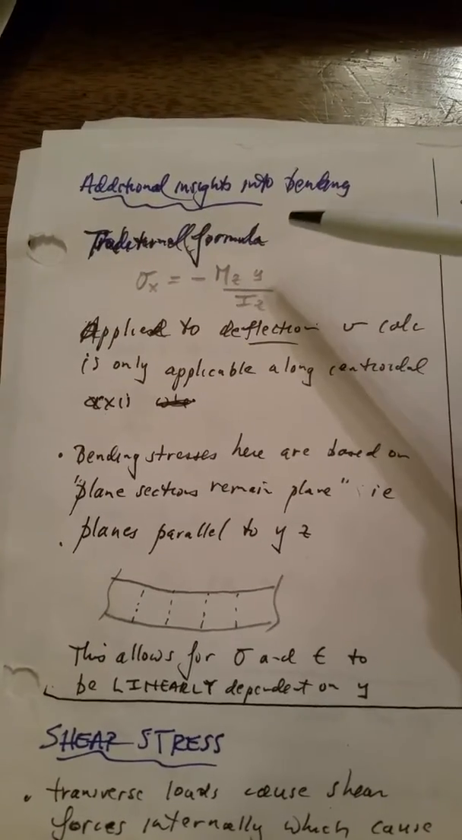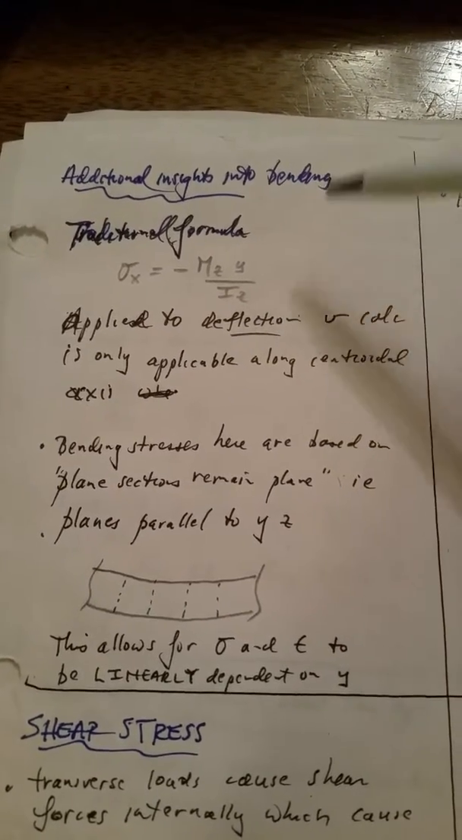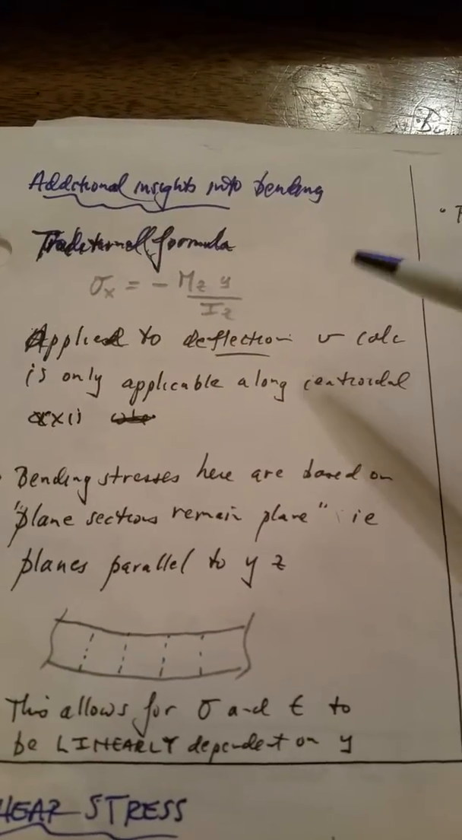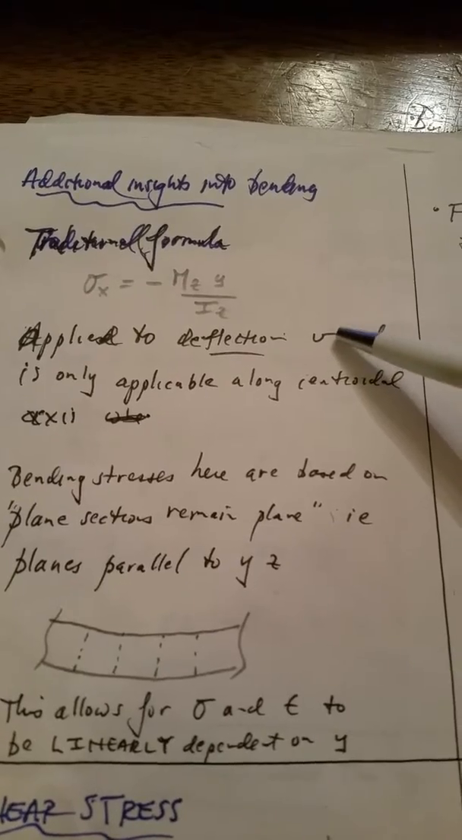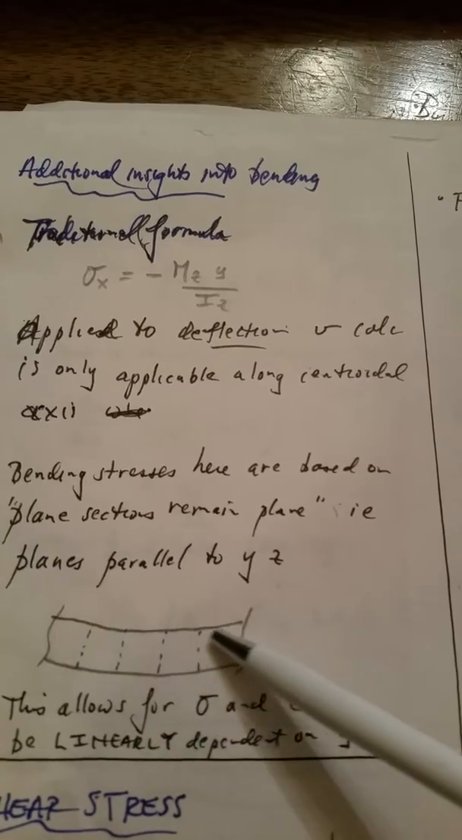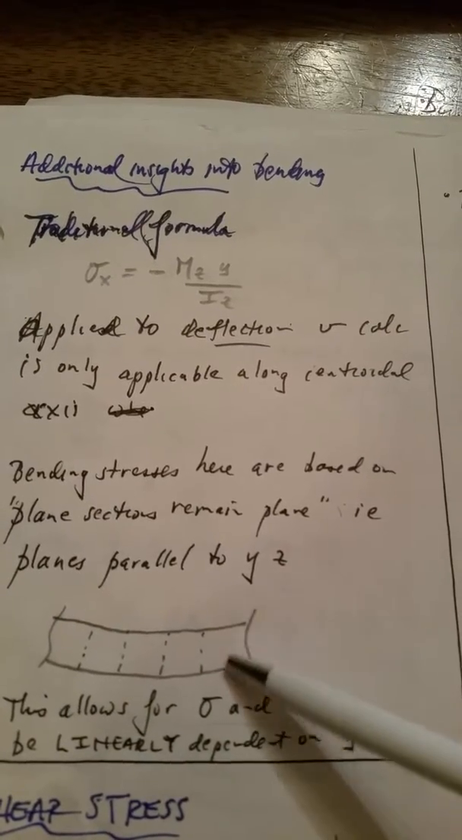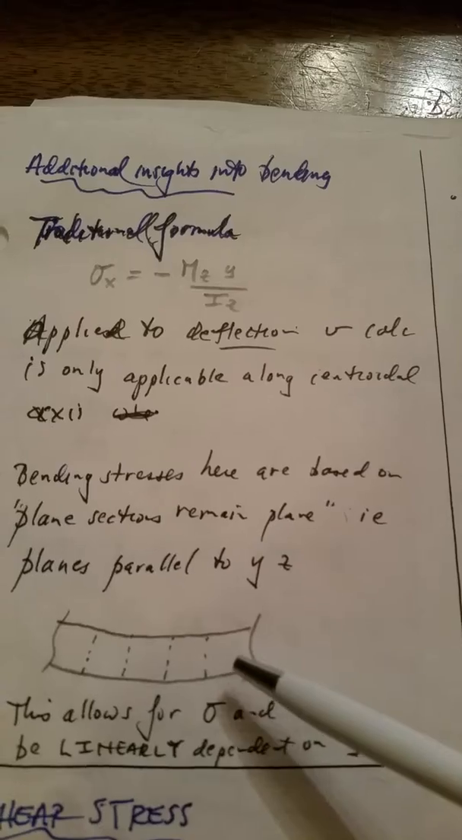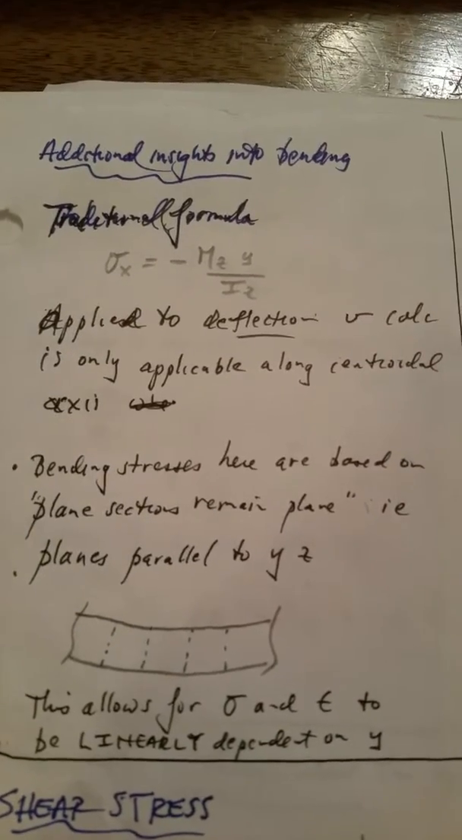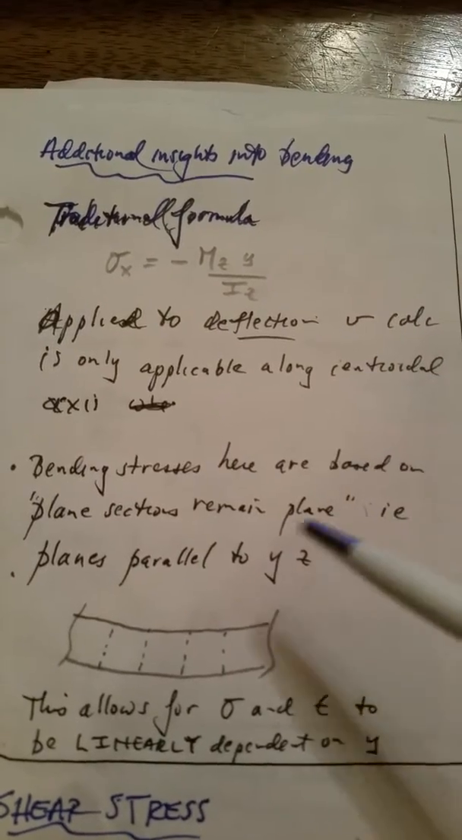The traditional formula that you know and love, sigma x is minus My over I, has limitations. The main limitation is that it does work to find the deflection of a beam, but it only finds the deflection of the beam along a specific axis, that is the neutral axis or the centroidal axis of the beam. It doesn't find the displacements anywhere else on the beam. And I don't know if you remember that or even noticed that when you were a sophomore and you learned this formula for the first time.